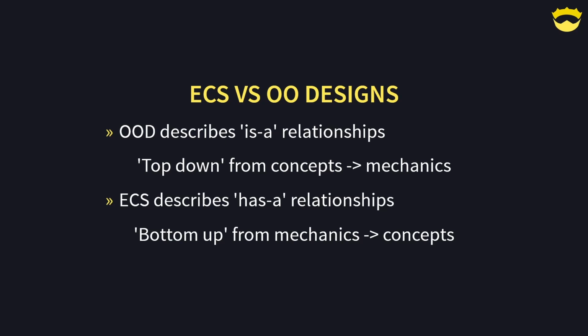ECS, by contrast, goes the other way. It defines has-a relationships, and this is bottom-up. So you can describe the mechanics of the processes involved, and then compose them into the concepts that you want to create.